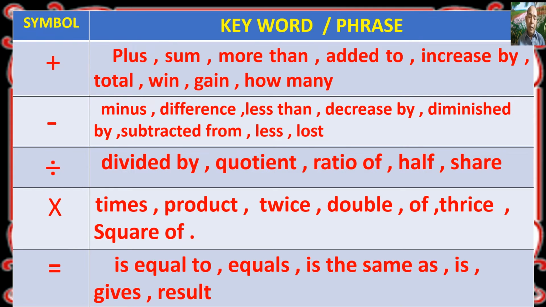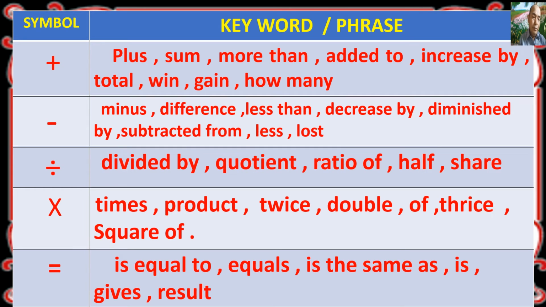In translating the word, phrase, or the sentence into a mathematical sentence, "is" is also translated into an equal sign. "Gives" still means to be translated into an equal sign. "Result." For example, the result of 5 times 2. So it still denotes an equal sign.